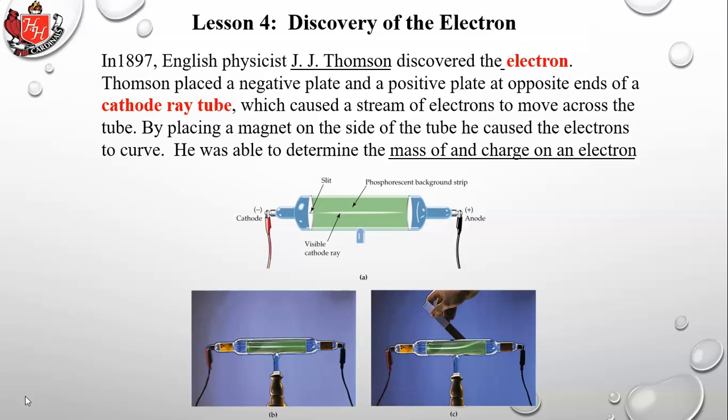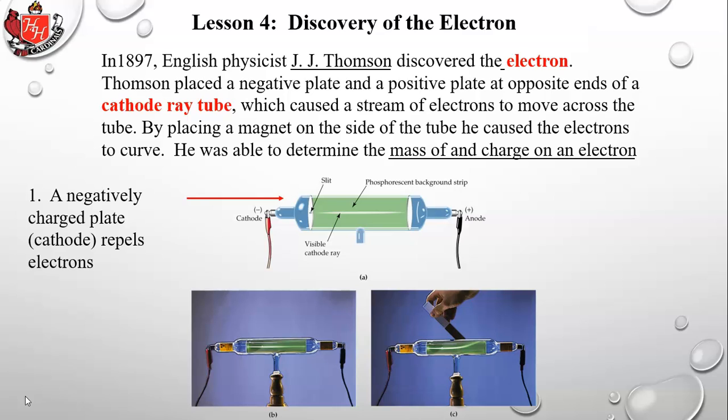In 1897, English physicist J.J. Thomson discovered the electron. Thomson placed a negative plate and a positive plate at opposite ends of a cathode ray tube, which caused a stream of electrons to move across the tube. By placing a magnet on the side of the tube, he caused the electrons to curve. And from this, he was able to determine the mass and charge on an electron.